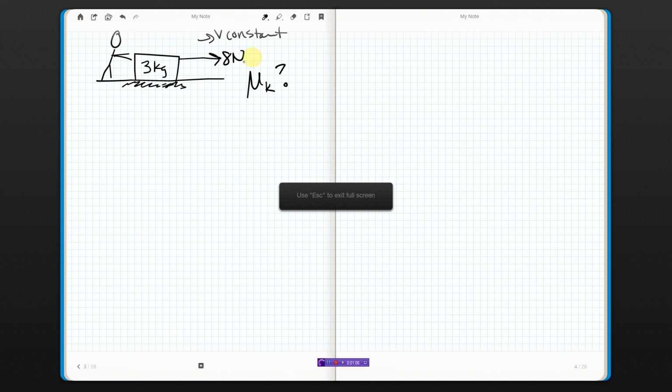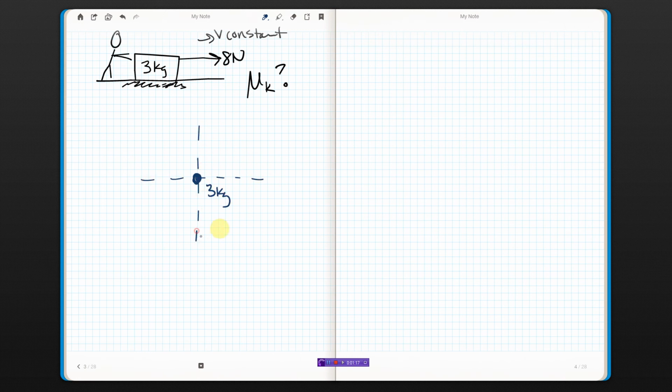I'm going to draw a free body diagram first because that's what I do. A 3 kilogram box. I'm just going to call this positive. It's being pushed 8 newtons, in my picture to the right. It doesn't actually matter. I'm going to have gravity, so that's mg, which in this case is 29.4 newtons. I'm going to have normal force and friction.